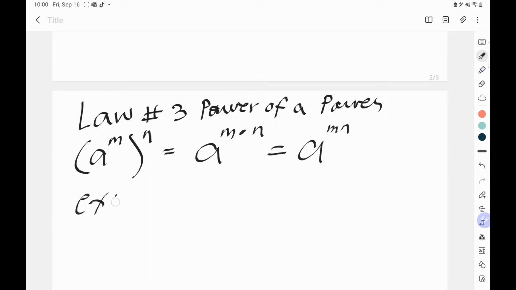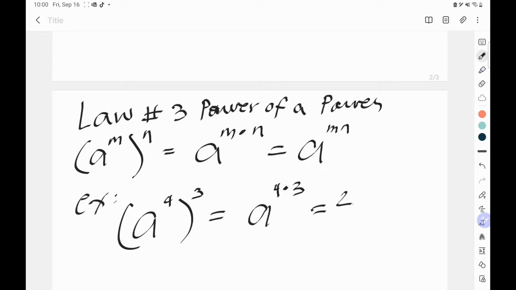For example, here we have a to the power of 4, all of them to the power of 3. So that becomes a to the power of 4 times 3, which is equal to a to the power of 12. That's our answer. Now let's prove whether that particular answer is correct.